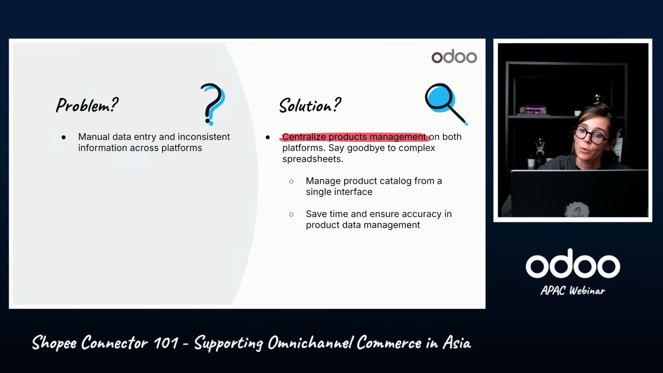Odoo. We centralize as well the product management. Okay, so we have the Shopee product catalog that is synchronized with the Odoo product catalog. I'll explain how to do that. We need to have the SKU product matching. Okay, and this in the end will help you save time and ensure accuracy in your product management and sales.